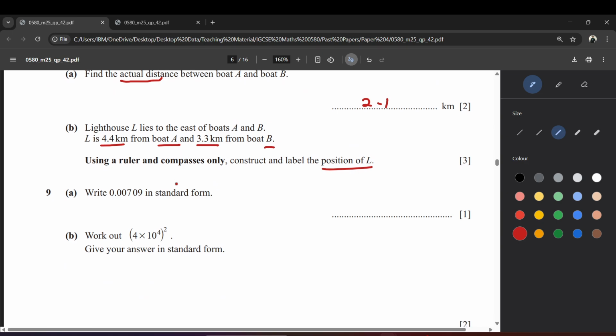Okay, question number 9. Write 0.00709 in standard form. Okay, so if I want to write this in standard form, let me write this over here. So I'm going to move the decimal place to the right. Now in standard form, let's say I have a times 10 to the power of n, where n could be any number. Make sure that you understand this, that a is greater than or equal to 1 but less than 9.